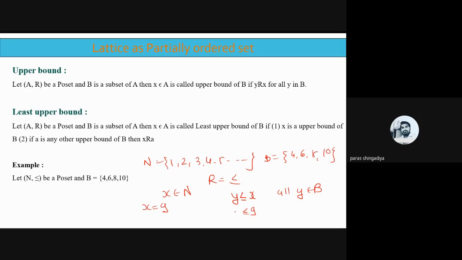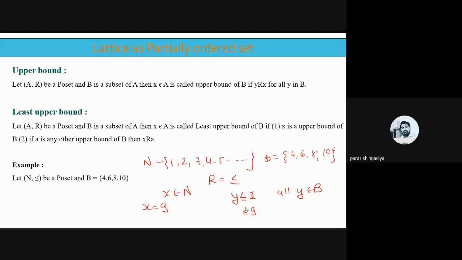Clear? And now replace one by one value of Y. First replace a 4: 4 less than or equal to 9. Then 6, 6 less than or equal to 9. It is correct. Then 8 less than or equal to 9, that is also correct. And if we replace a 10, so 10 less than or equal to 9. 10 is a bigger value compared to 9, and the inequality here is less than or equal to. So 10 less than or equal to 9 is incorrect. Clear? So we cannot say 9 is the upper bound.